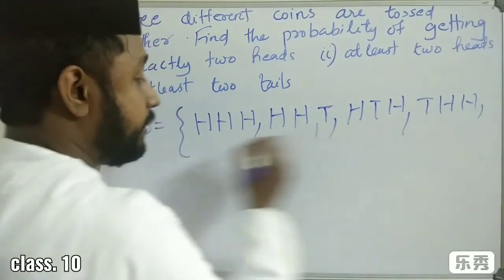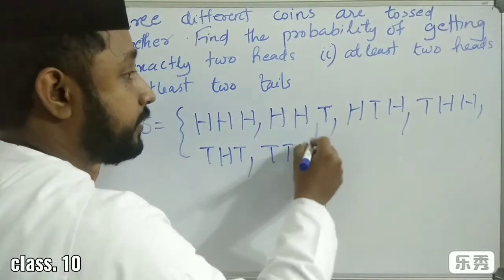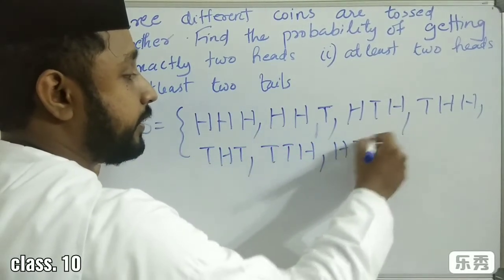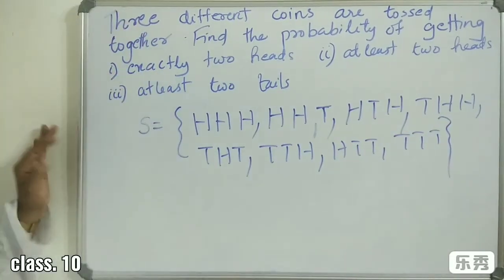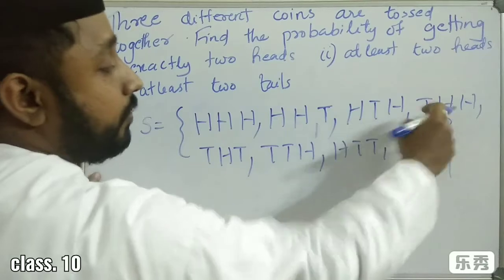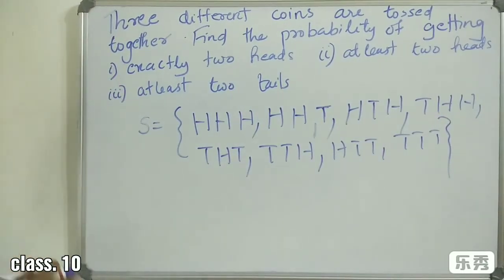THH, THT, TTH, HTT, TTT. These are the 8 outcomes. 1, 2, 3, 4, 5, 6, 7, 8 outcomes. This is the sample space for tossing 3 coins.